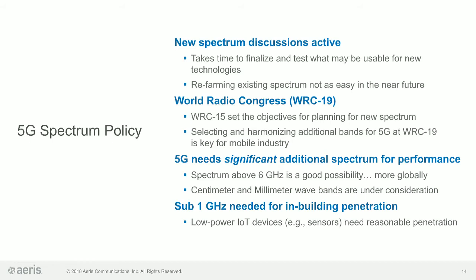There is a group called the World Radio Congress, and the ITU basically supervises the events that take place when these meetings occur. WRC 15, which was back in 2015, set the objectives for the planning for the new spectrum needed for 5G. And they basically required that by WRC 19, we would be able to select and harmonize, meaning make available the various bands around the world, globally, ideally, for 5G. And that was a very key requirement that was set.